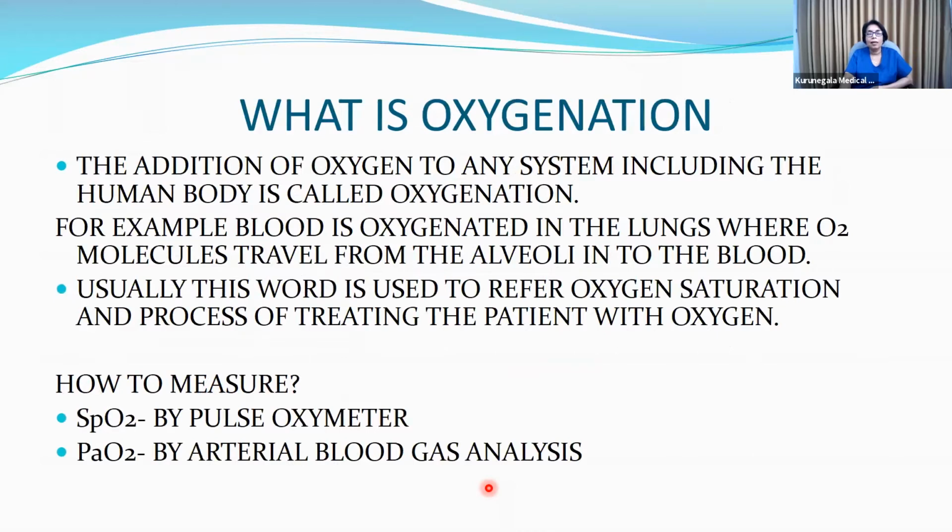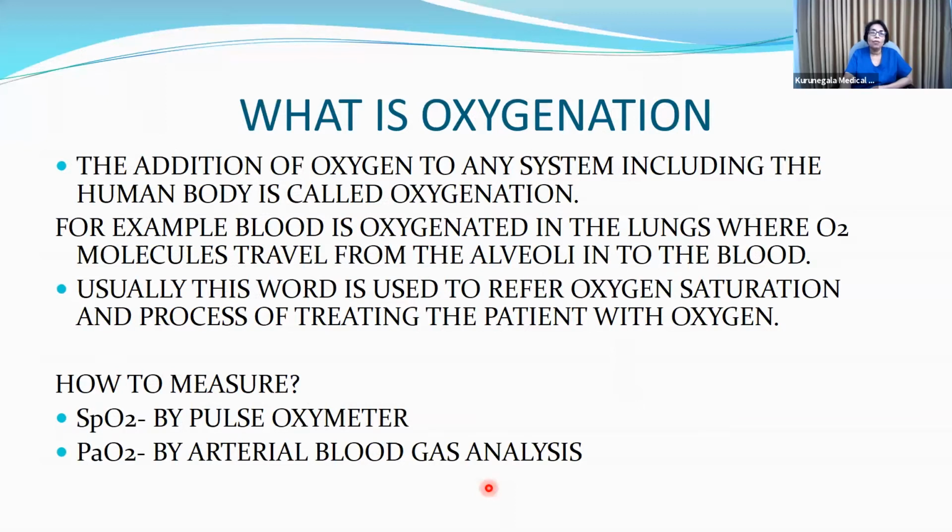Then comes the question, what is oxygenation? The addition of oxygen to any system, including the human body, is called oxygenation. For example, blood is oxygenated in the lungs, where oxygen molecules travel from alveoli into the blood. Usually, this word, oxygenation, is used to refer to oxygen saturation and the process of treating the patient with oxygen.